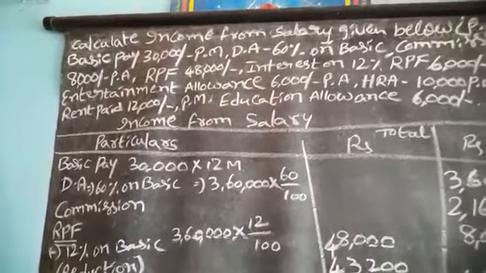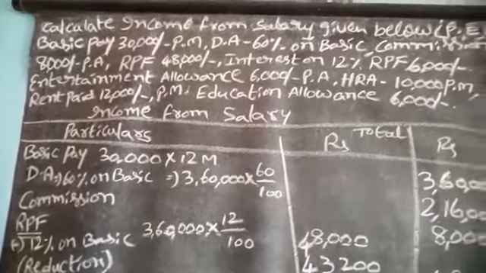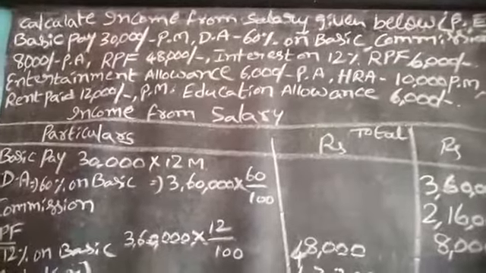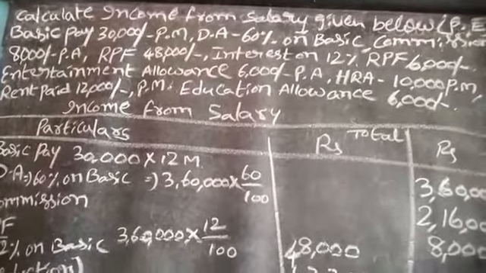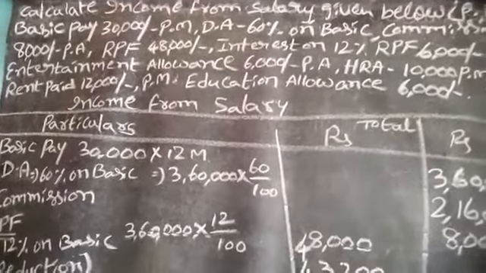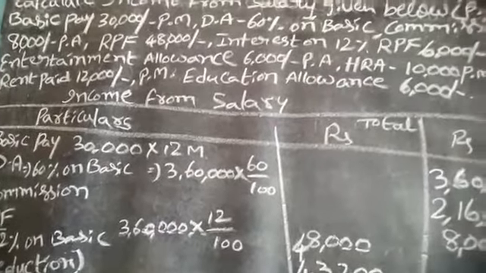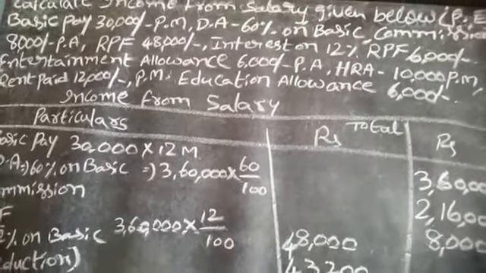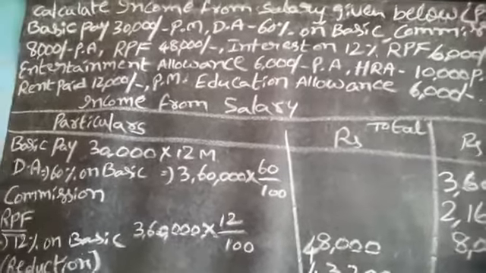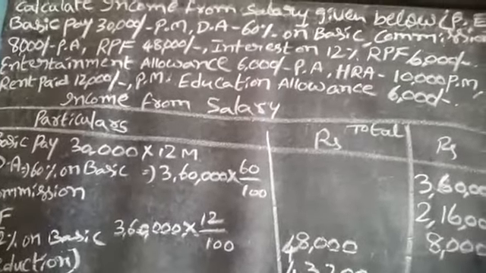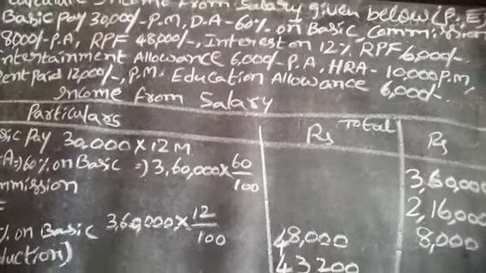Second become students. Please note the problem. Income from salary. Calculate the income from salary given below. He is a private employee. Basic pay 30,000 per month. DA 60% on basic. Commission 8,000 per month per annum.